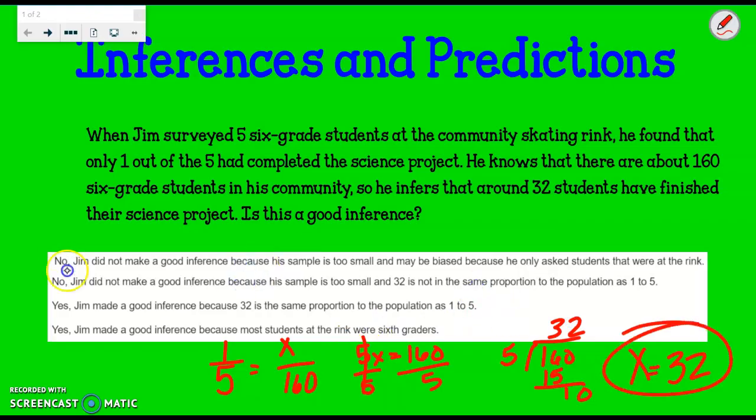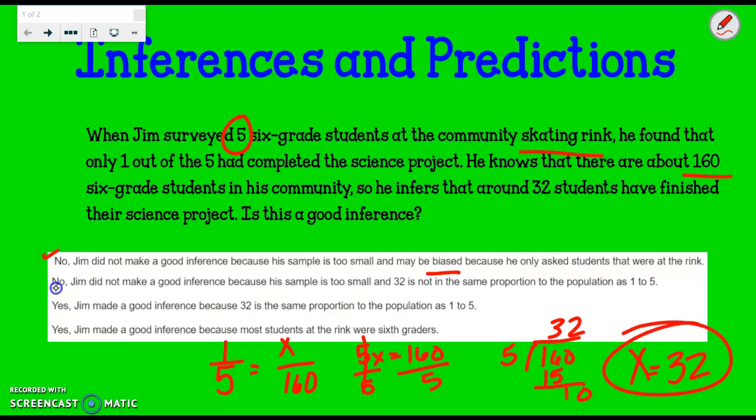So now let's look at our answer choices. "No, Jim did not make a good inference because his sample size is too small and may be biased because he only asked students who were at the rink." Well, we agree that his sample size is too small. He only asked 5 students out of the total of 160. So he's not going to get a very accurate sample. And also, he only asked people at the skating rink. So he didn't include the rest of the people that don't go to the skating rink. So no, he did not make a good inference there.